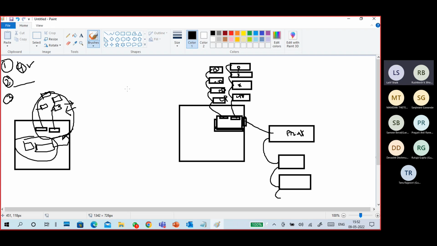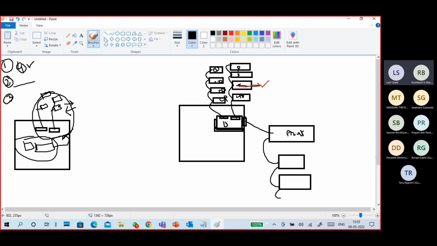Next, SCSI is hot swappable. For example, my hard disk is damaged and I want to remove it. Simply, like your pen drive, how you eject the pen drive and reinsert it, similarly you can do it. So SCSI is hot swappable.